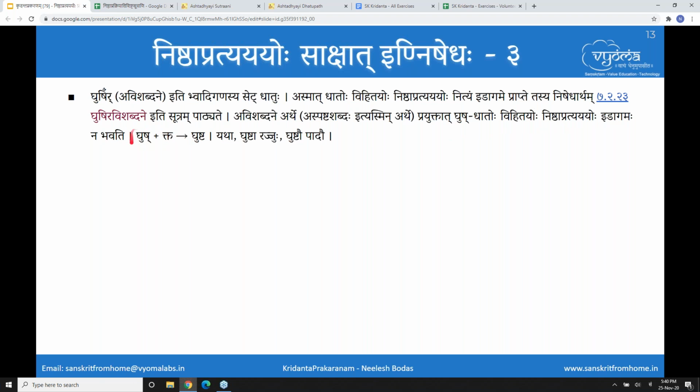So ghusha plus ta, this is the bhvadigana ghusha dhatu, ghusha plus ta becomes ghushta. So ghushtarajjuhu, a rope for example, when it is moved in the air, indistinct sound is heard. Ghushtau padau, when you're walking for example, your legs will probably make some indistinct sound. So these are typical usages in which this particular dhatu or this particular word is seen to be used.